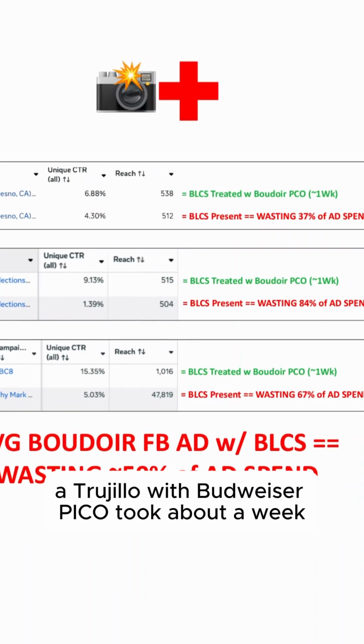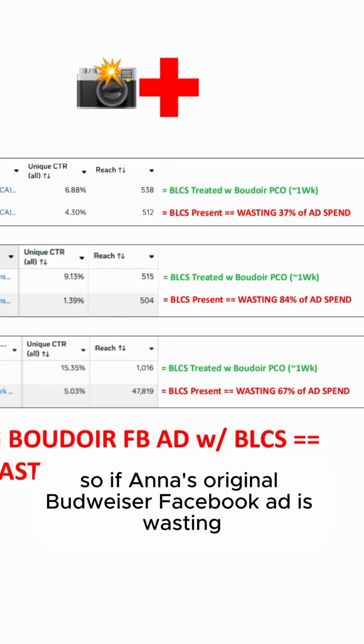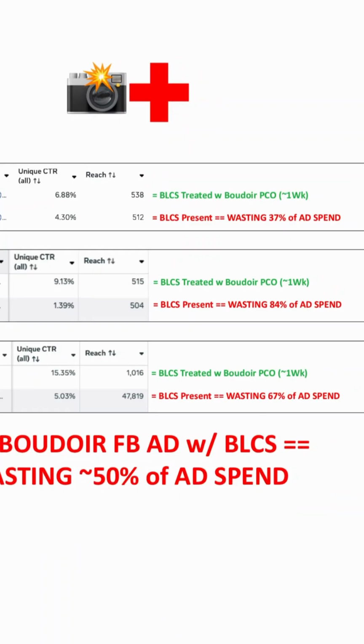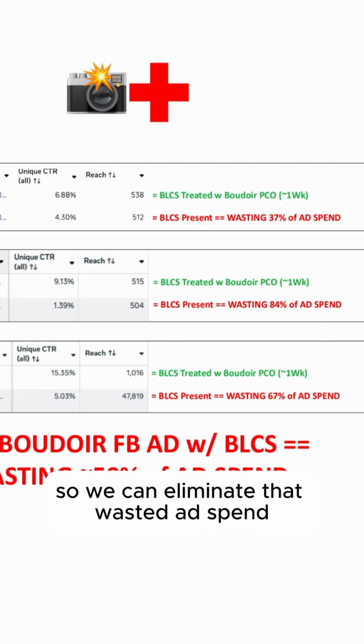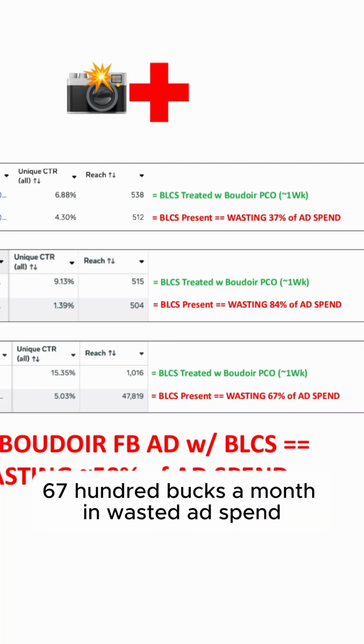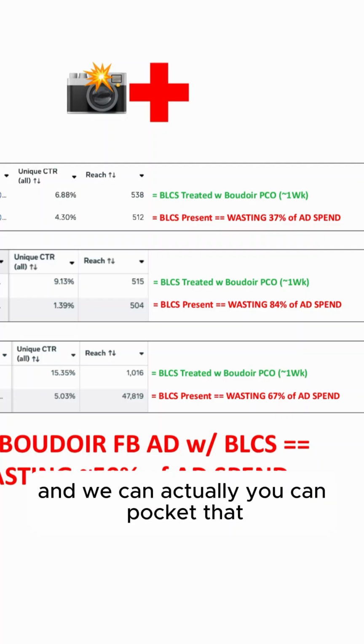Treated with Boudoir Pico, it took about a week. Got the unique CTR all up to 15.35%. So we found out his original Boudoir Facebook ad was wasting 67% of his ad spend. So we can eliminate that wasted ad spend. If you're spending 10 grand a month in Boudoir Facebook ads, we can eliminate that 6,700 bucks a month in wasted ad spend, and he can pocket that.